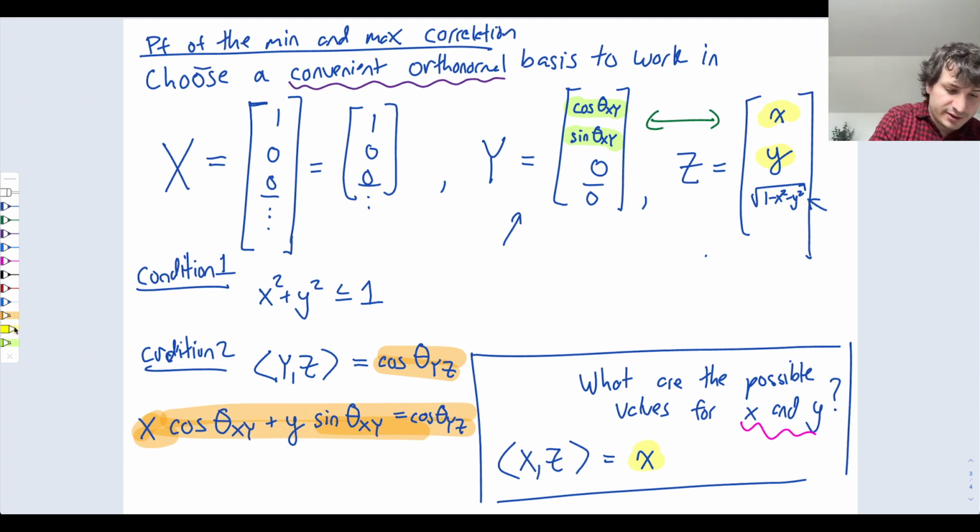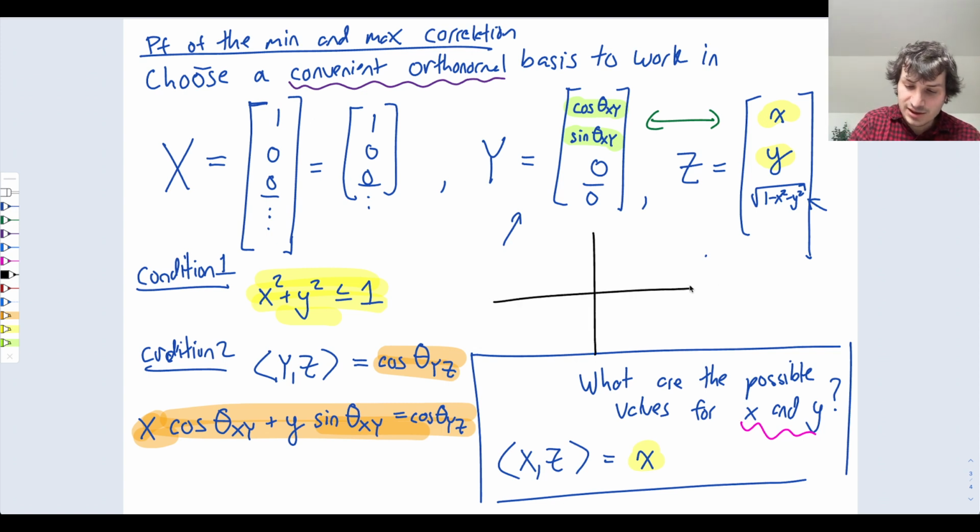This equation over here simply enforces that it's a unit vector. As long as those two conditions are met, I can make a vector z that has everything we need. So these are the only two conditions on y and z. And fortunately for us, in this low dimensional setting, both of these conditions are perfectly able to be visualized.